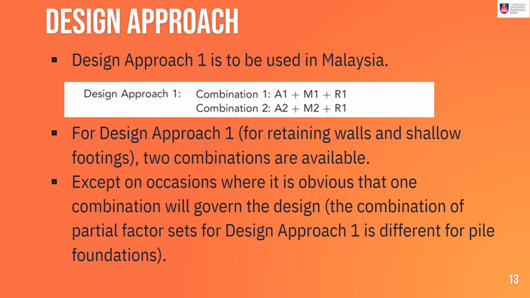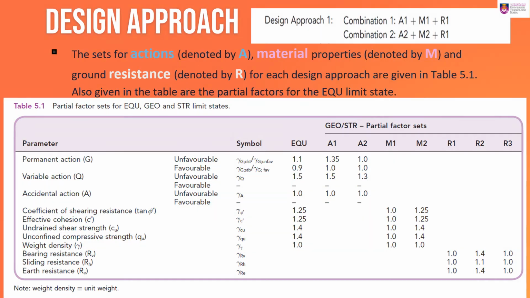The combination of partial factor sets for design approach 1 is different for pile foundation. This is again where you can get the value for the destabilizing factor and also the stabilizing factor. What we call here, for example, unfavorable and favorable, for permanent action G, variable action Q, and accidental action A.